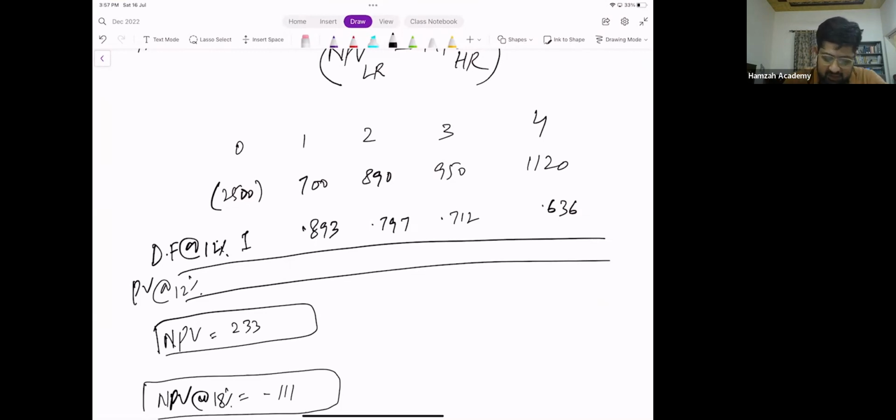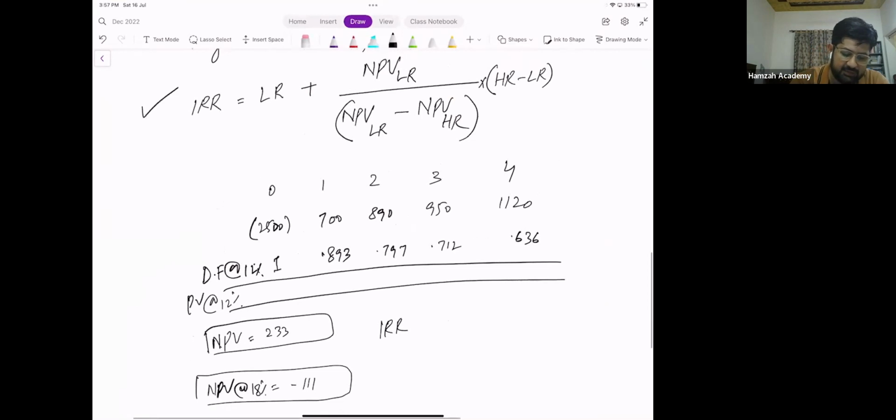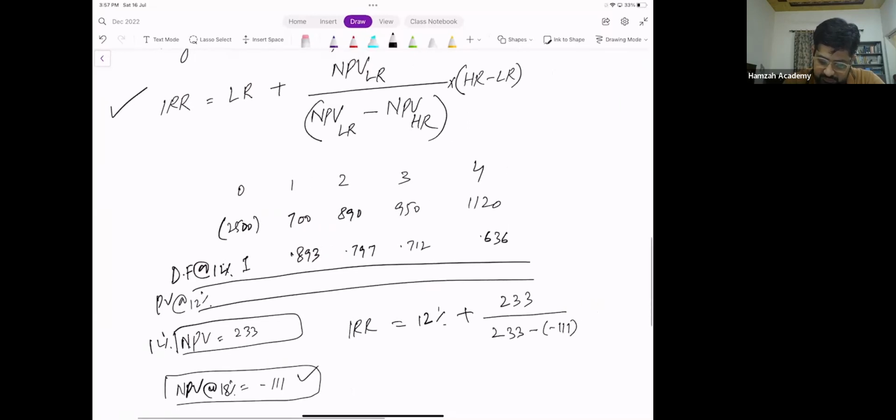So let us calculate IRR. The same formula I'll apply. Lower rate is 12%, plus NPV at lower rate, 233. NPV at lower rate minus NPV at higher rate, from the formula, and minus 111. Into higher rate 18% minus 12%.